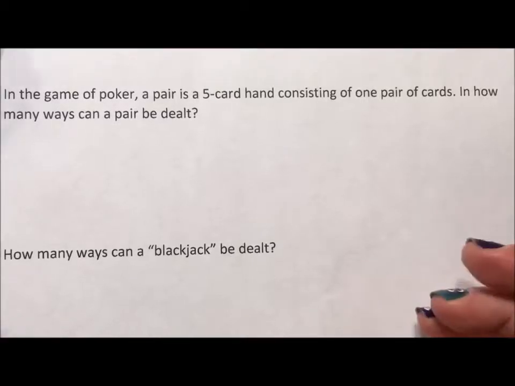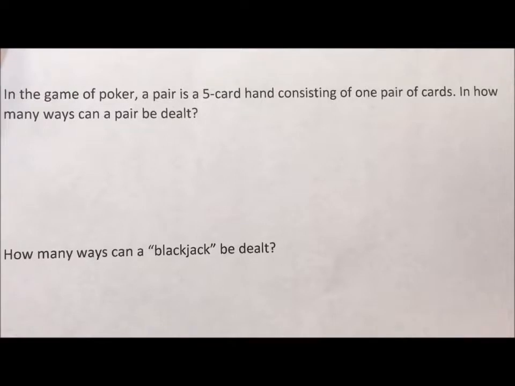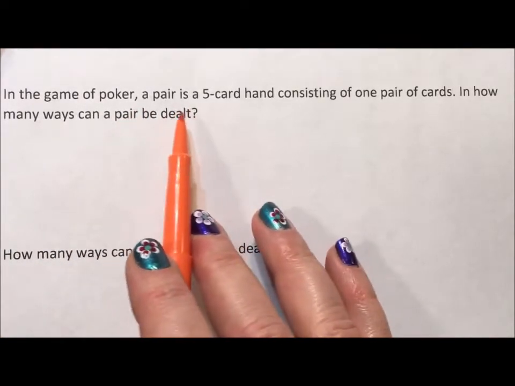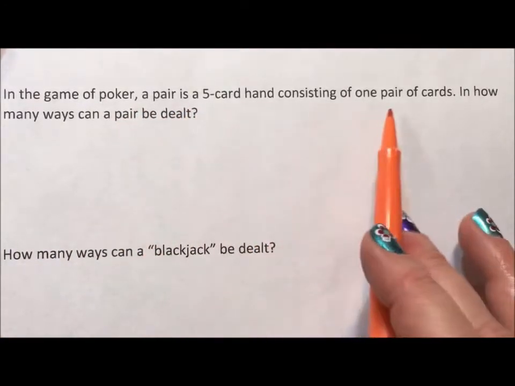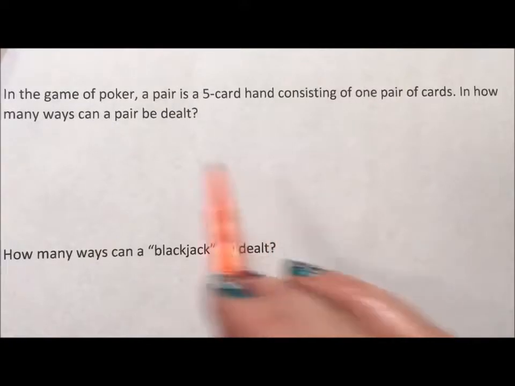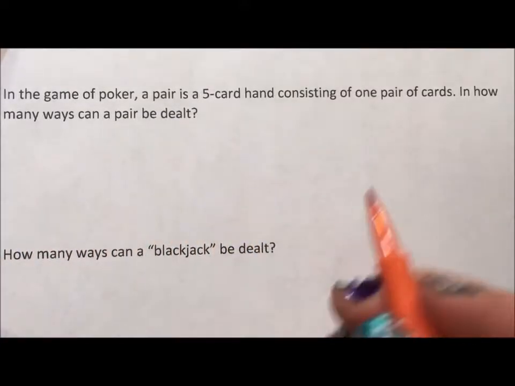Today I'm doing a series of videos on counting principles, and in this one I want to talk about cards. So in the game of poker, a pair is a 5-card hand consisting of one pair of cards. So in how many ways can a pair be dealt?